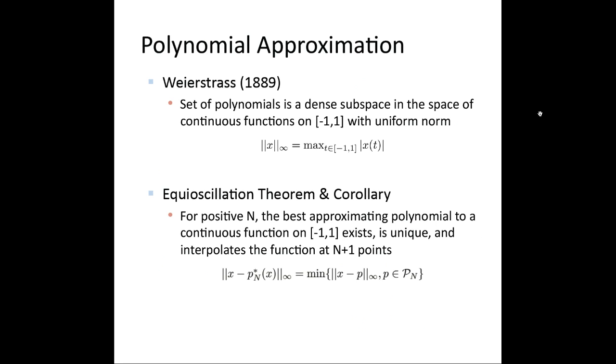A couple of convenient properties allow us to use polynomials to approximate continuous functions quite well. Weierstrass's theorem asserts that the set of polynomials is a dense subspace in the space of continuous functions on a closed compact interval in the uniform norm. There's also an equal oscillation theorem and its corollary. It states that for positive n, the best approximating polynomial to a continuous function on the compact interval exists, is unique, and interpolates the function at n plus 1 points.